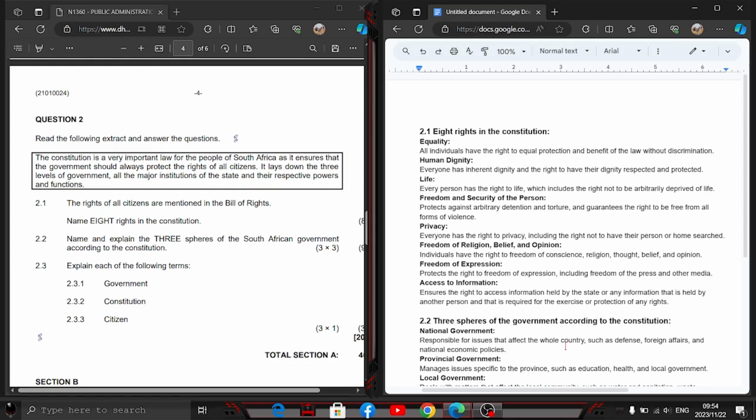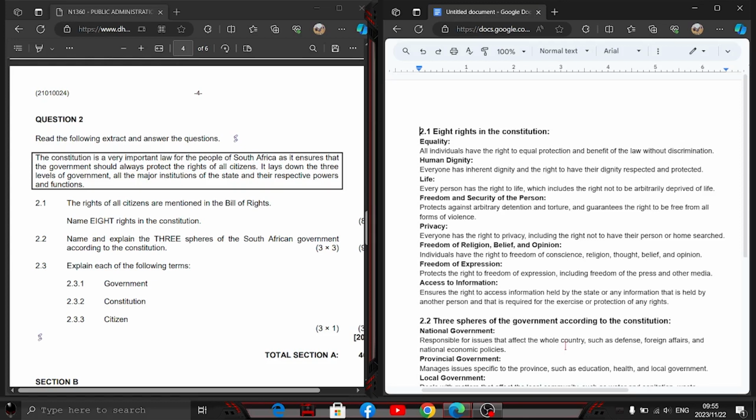And then the next right we have on the Constitution is the right to life. Every person has the right to life, which includes the right not to be arbitrarily deprived of life. So basically what that means is that as an individual, you are entitled to life. No one can take away your life from you. Doing so would be violating your right to life. So as a human being, you are afforded this right to life. That is why it is a crime to commit murder. So those who commit those crimes violate this right.